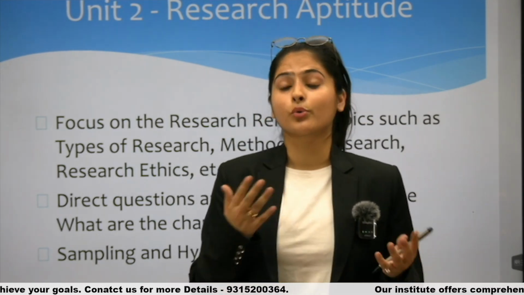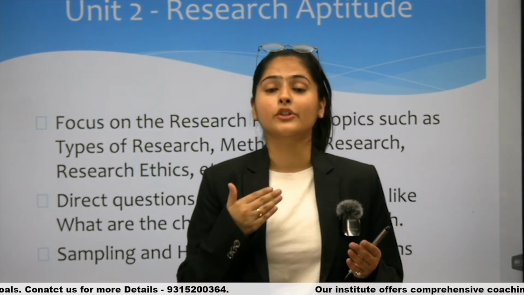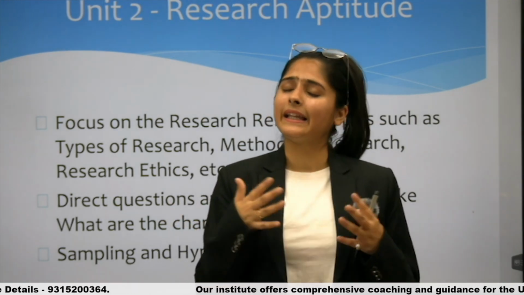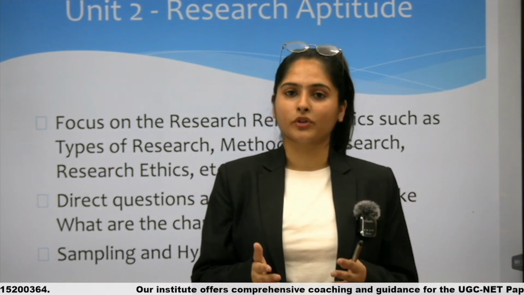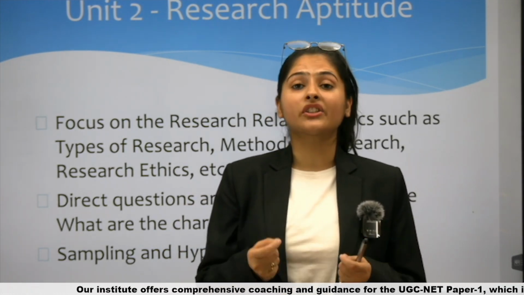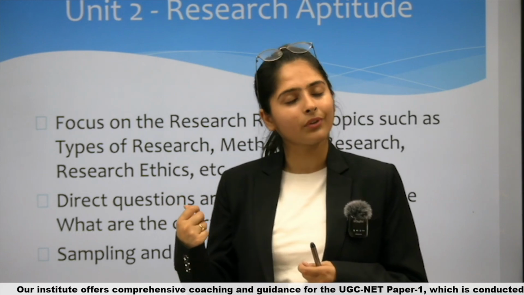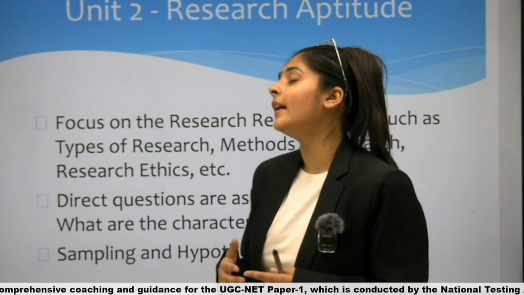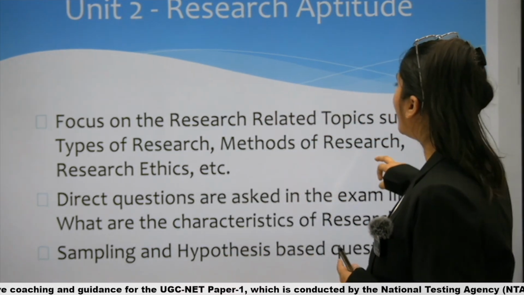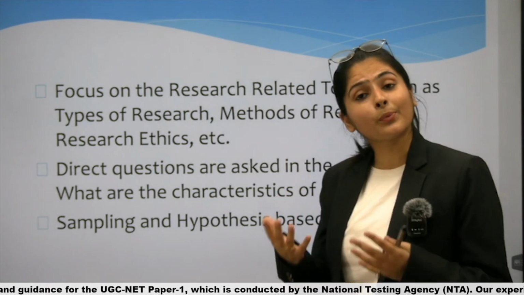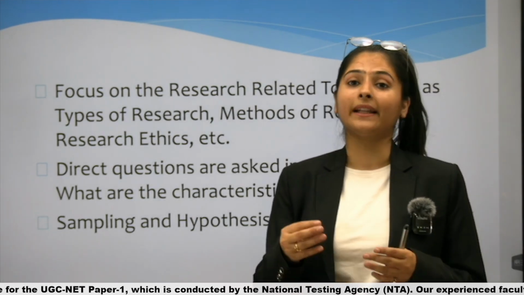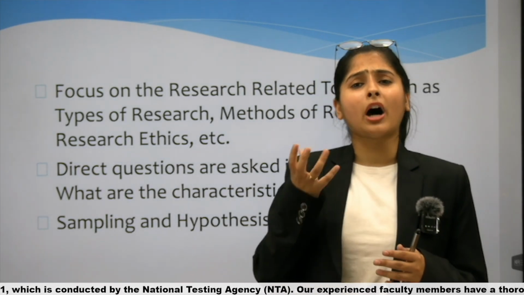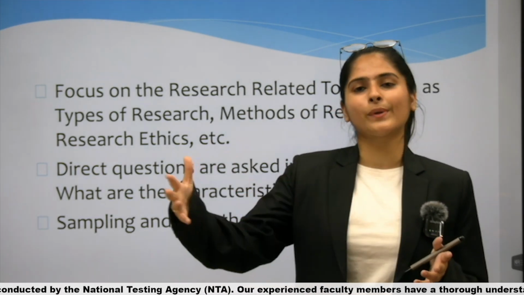So the next unit is research aptitude. As you know, the students who qualify JRF, that is Junior Research Fellowship, go for research like PhD or any other research in their subject. So that's why UGC checks their research ability as well. In this unit, we basically study types of research, sampling, and many subtopics like research methods, which is very important as well, and research ethics as well. For example, plagiarism and the fund, how we use the fund.